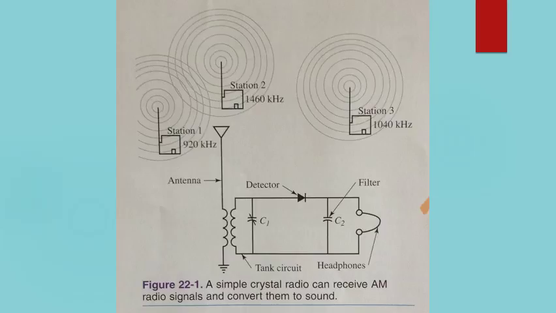Shown on your screen, 22-1, there are three radio stations, each broadcasting at a different wavelength. Each station is broadcasting a radio signal consisting of a carrier wave and an audio signal. Station 1 is broadcasting at AM 920. Station 2 is at AM 1460. And station 3 at AM 1040.